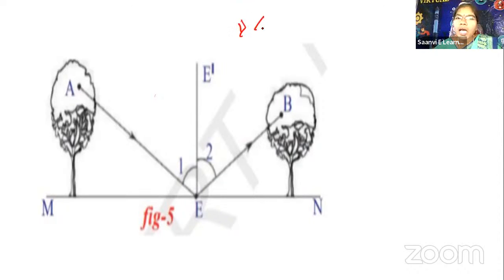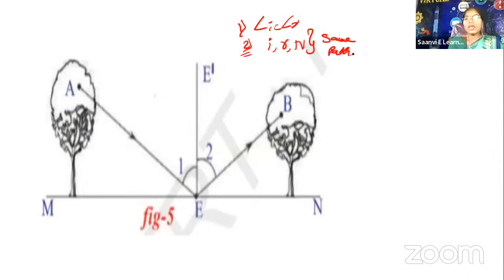The first one is angle I is equal to angle R, and the second one, which is very, very important, is that the incident ray, the reflected ray, and the normal all lie on the same plane. These two are the laws of reflection.